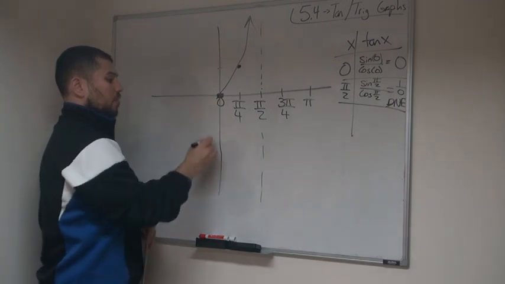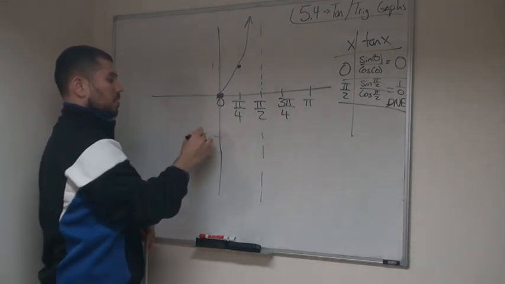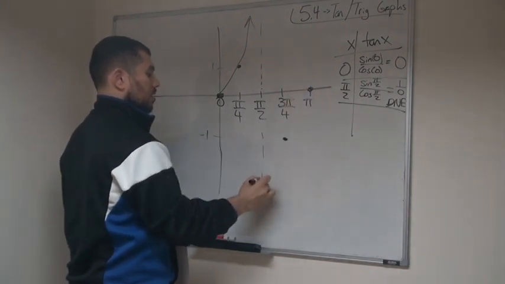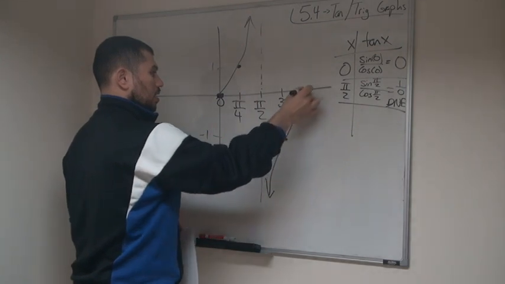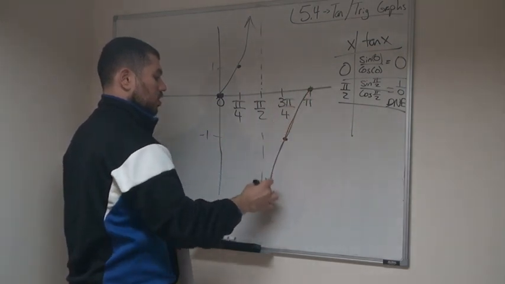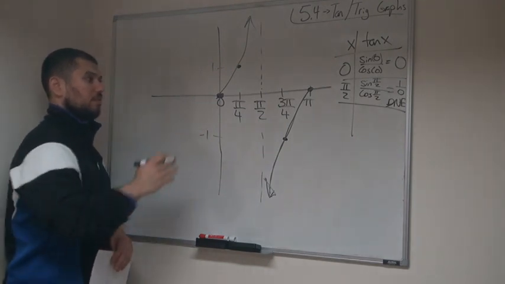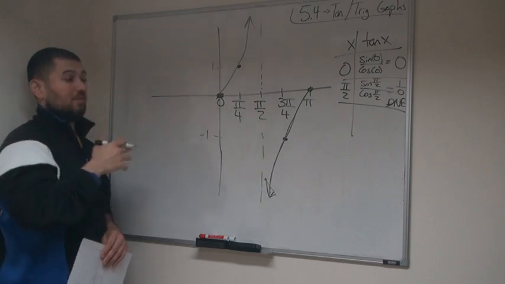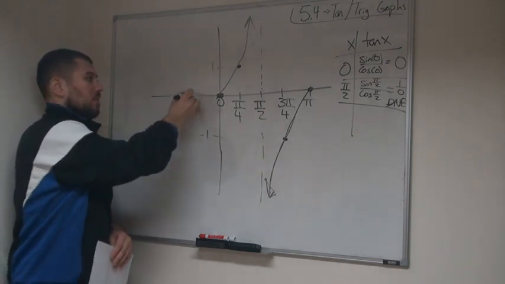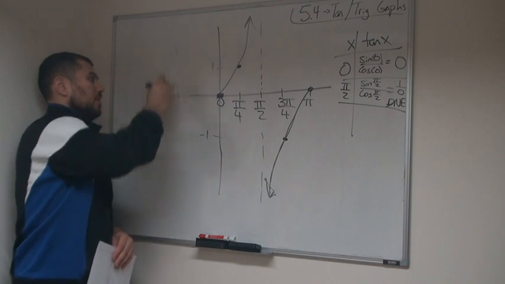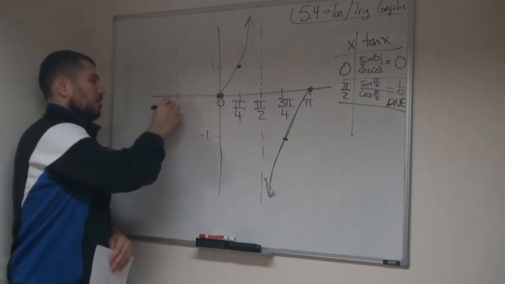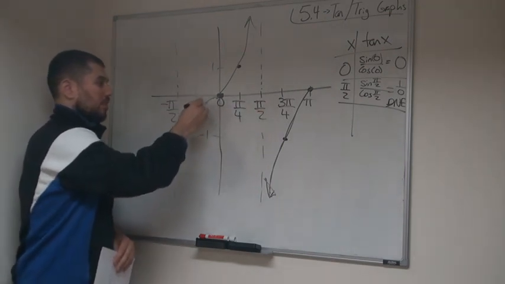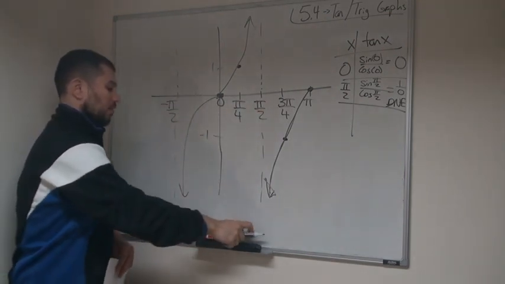At 3 pi over 4, I get a negative 1. And at pi, I get a 0 again. So what I get is sort of a disjoint graph from 0 to pi. That's one full cycle. Now instead of having these two halves represented this way, we typically like to graph a full cycle of tan from negative pi over 2 to pi over 2, or from negative 90 to 90 degrees. That's a total of 180 degrees. And we get the full cycle here.